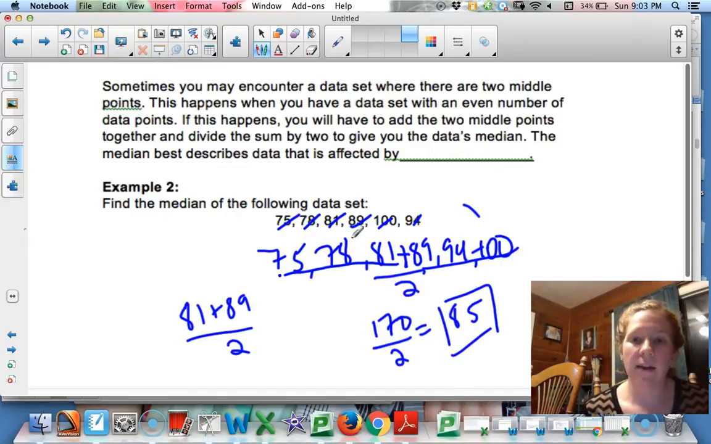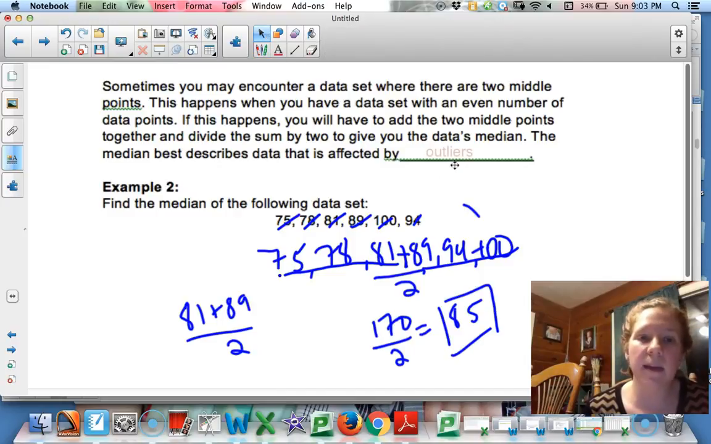is 85. Now, one thing you need to know is that the median is the measure of center that we use when there are outliers, because it's going to be the least affected by an outlier. And we're going to talk more later about what an outlier is, but basically it's those numbers that don't fit with the rest of the data set. So if I added a 300 or something here, then the median is going to shift a little bit, but not a huge amount. So the median is really good when you have an outlier in your data set.